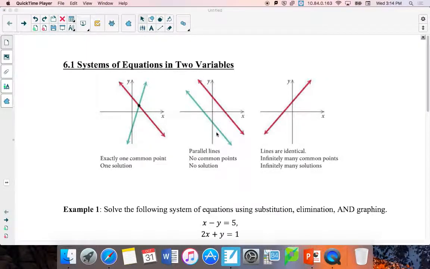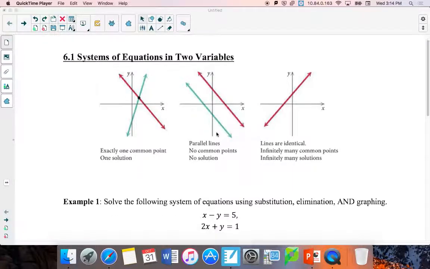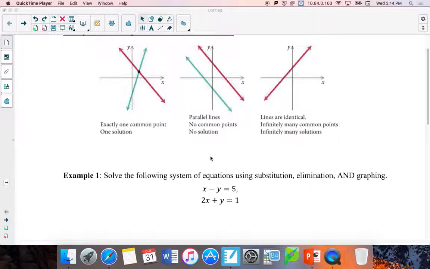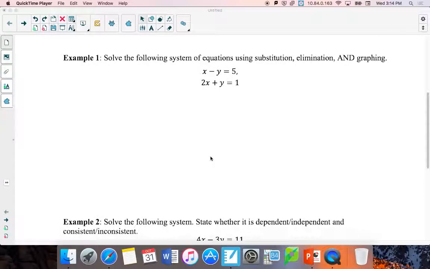We're going to go ahead and solve systems of equations. We're going to be looking for either one solution, no solution, or all solutions, and you can see the visuals of what each of those looks like. I'm going to jump right into example number 1. We're going to use all three methods here.